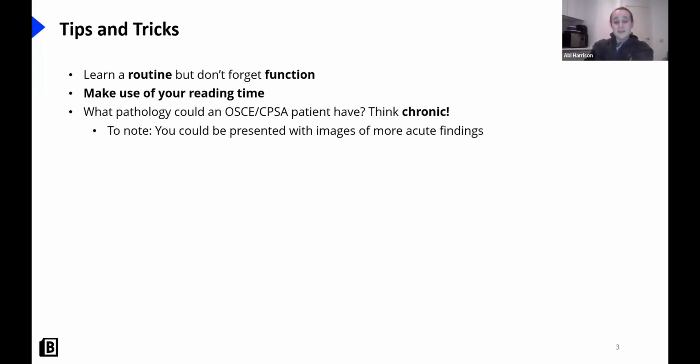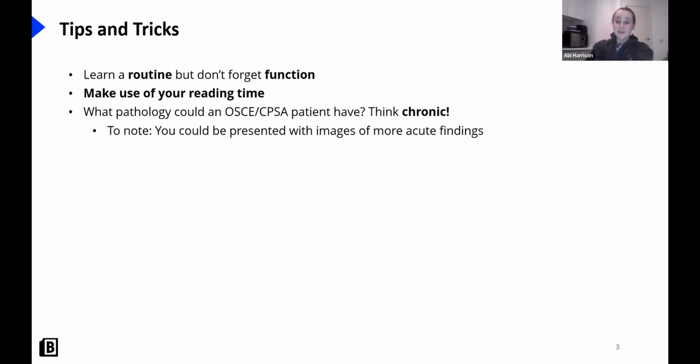In terms of differentials, for your actual examination, if your patient has findings, they're not going to be acutely unwell, because they can't have acutely unwell patients in an OSCE setting. So you're thinking about chronic pathology. When you're in your reading time thinking about what differentials might come up, have a think about what chronic conditions a patient might still have signs for that I might be able to see.